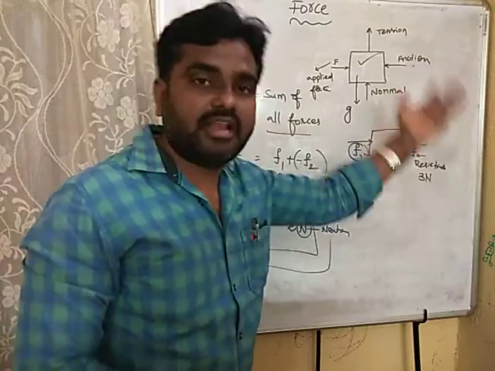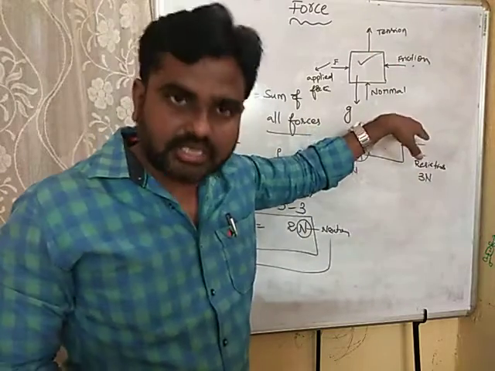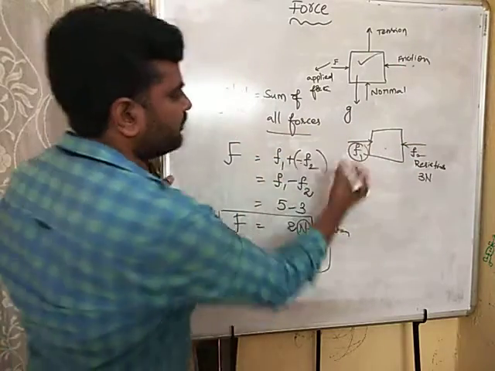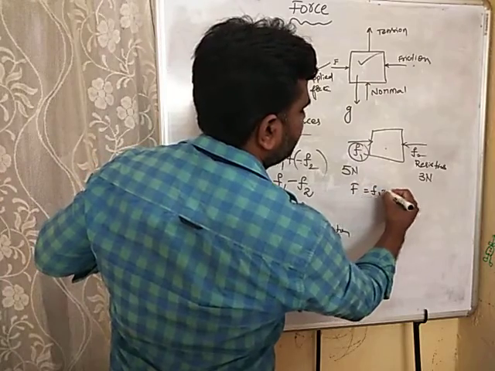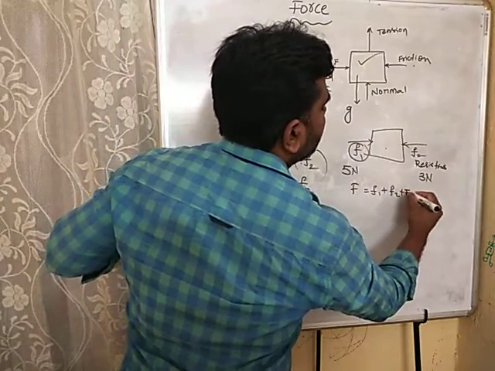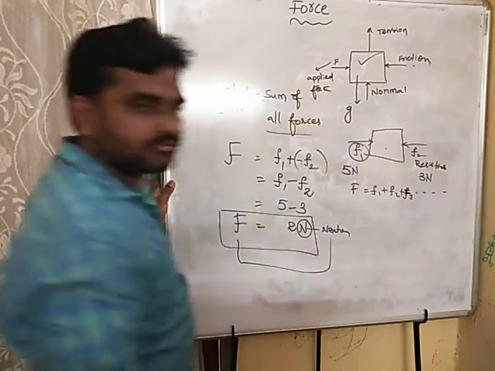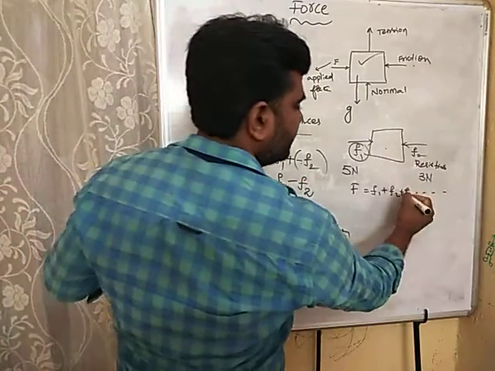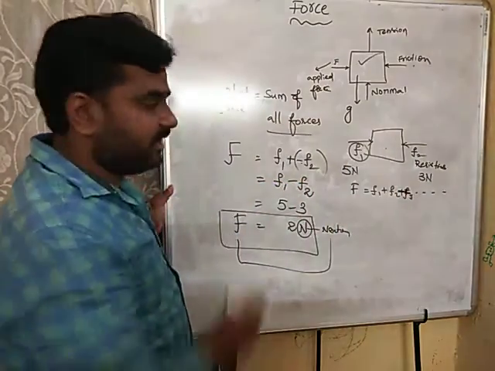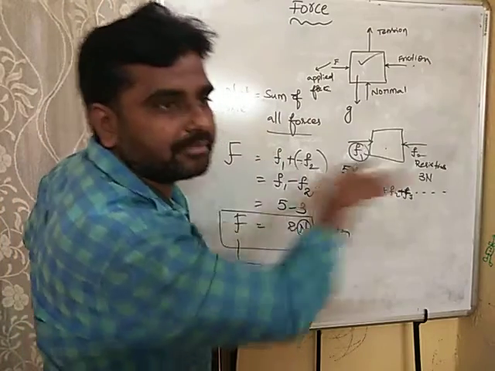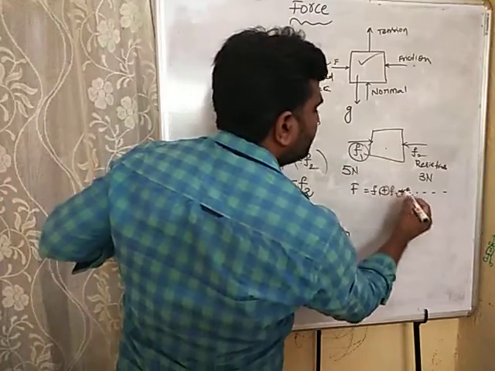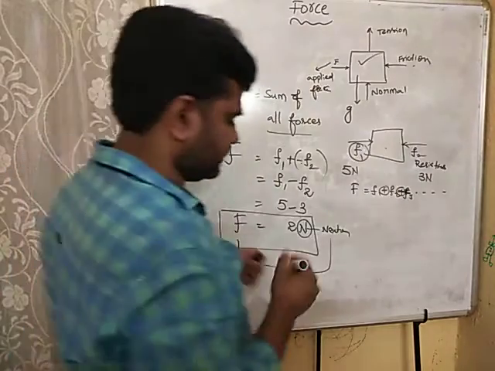For example, if n number of, say, three or four forces are there, then the formula will be like this: capital F equals F1 plus F2 plus F3 and so on. Whenever an opposing force is there, then immediately it will become minus. If all the forces are acting in the same direction, then it will be only a plus symbol. Remember this concept. Is it okay?